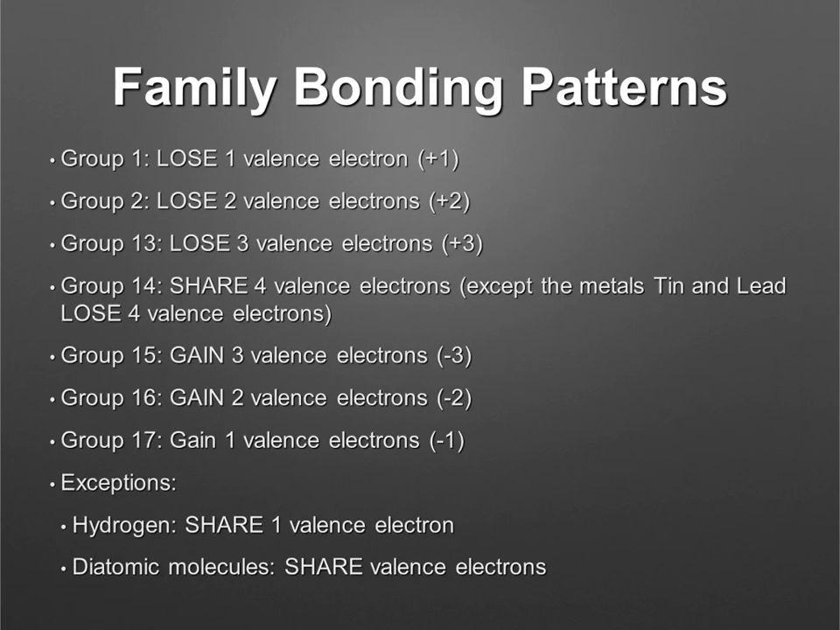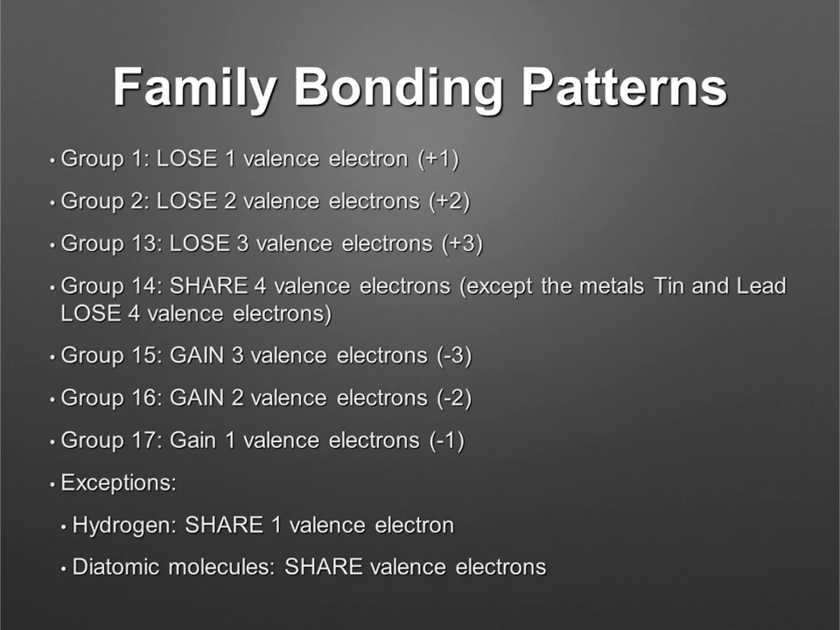Group 15 is getting closer to the noble gases on the right, and so they would prefer gaining 3 valence electrons, and that would give them a -3 charge. Group 16 would gain 2 valence electrons, and this one starts with oxygen, and they would have a -2 charge because they bring 2 extra negatives in. And finally, group 17, the halogens, gain 1 valence electron, so they'd have a -1 charge.